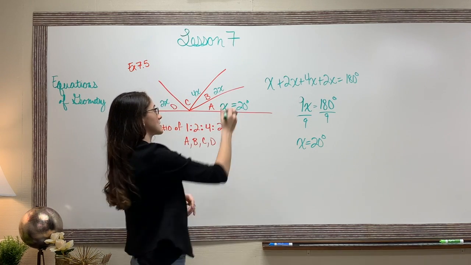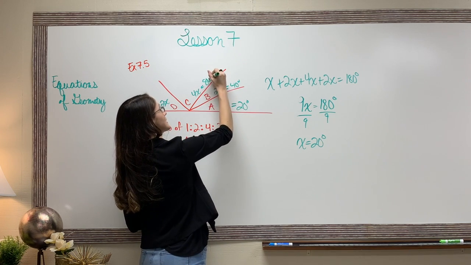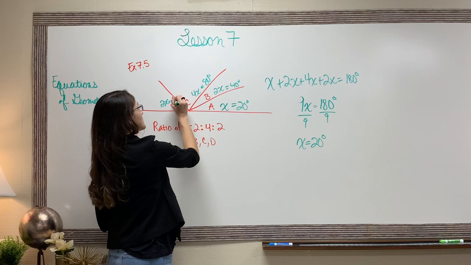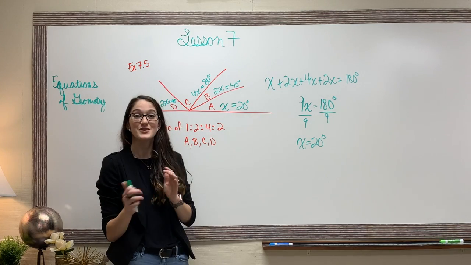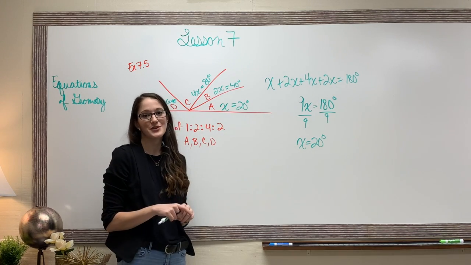Okay, so that means angle B is going to be 40 degrees. C is going to be 80 degrees. And D will also be 40 degrees. So the question is asking us to find the measure of all 4 angles, which we have. So we have finished this problem.